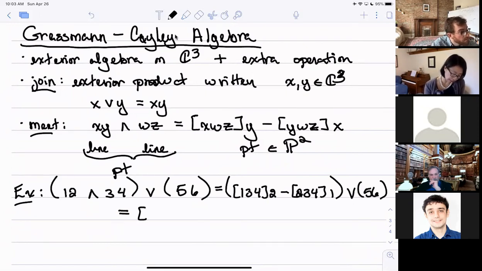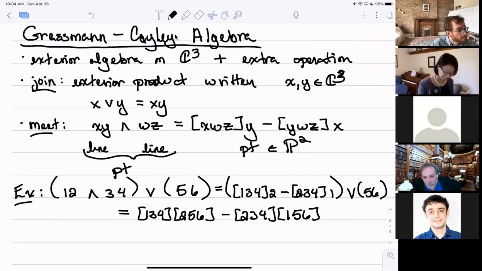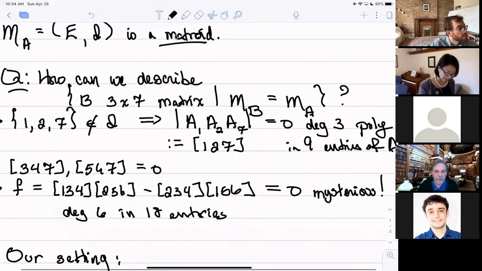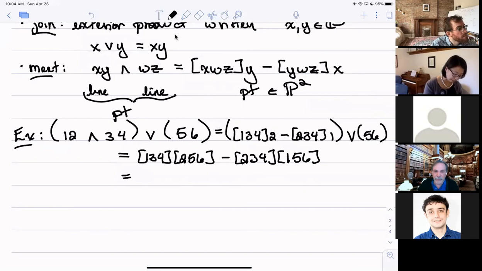And then what I get is 1, 3, 4, 2, 5, 6 minus 2, 3, 4, 1, 5, 6. Okay. Have we seen this polynomial before? Yeah, we really have. I can find it. Look. There it is. 1, 3, 4, 2, 5, 6 minus 2, 3, 4, 1, 5, 6. It was that mysterious polynomial f that had to vanish on any matrix that had the same matroid as that funny 3 by 7 matrix that I started the talk with.